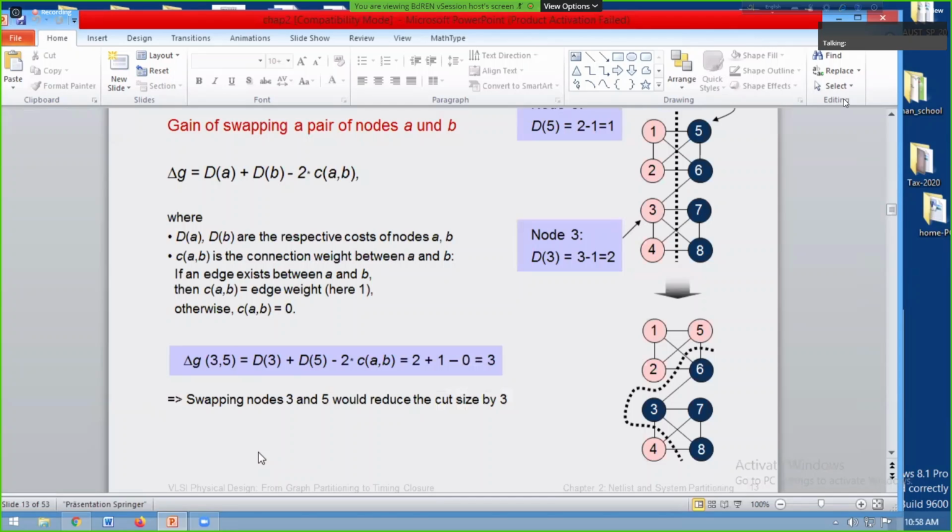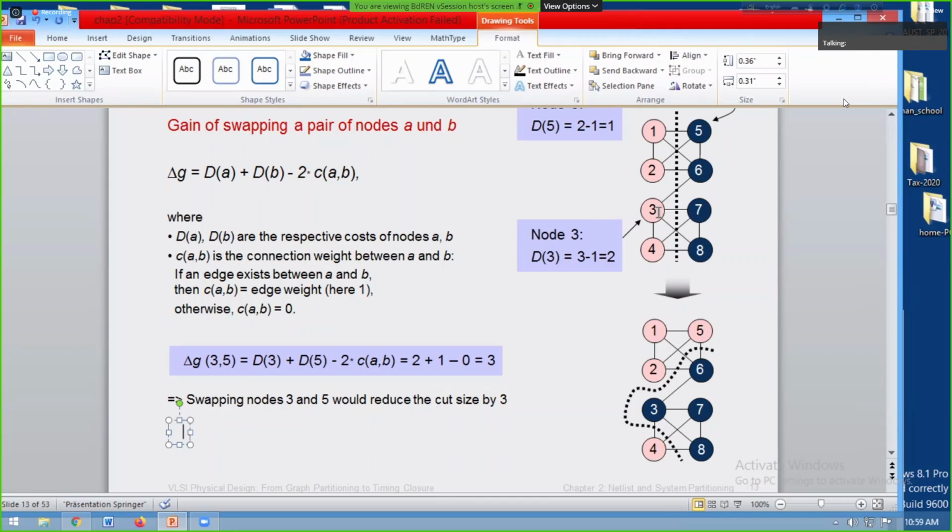Okay, can you calculate the gain? Let's say here, can you calculate the gain for changing 3 and 6? How much will it be? Yes sir. 2, I think, sir. So it will be 3. It will be the cost for 3, right? Cost for 3 will be how much? 2. And 6 is 2, minus 4 minus 2.